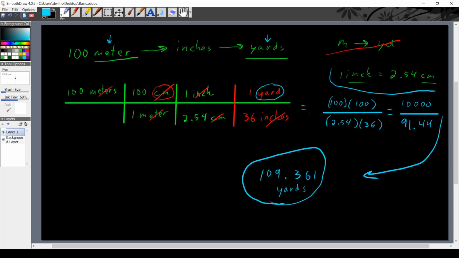All right. And so that is just a quick look at how we do conversions between the metric unit and the customary unit. It's no different than our other dimensional analysis. We just have to have some different conversion factors when we go from metric to customary.